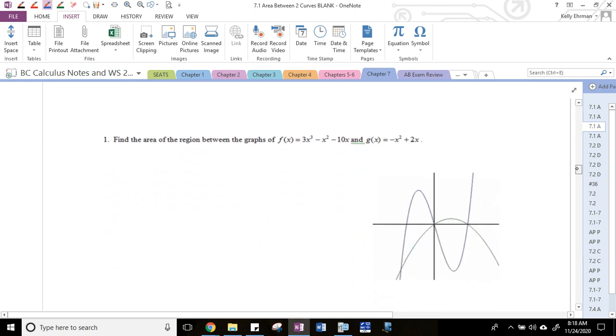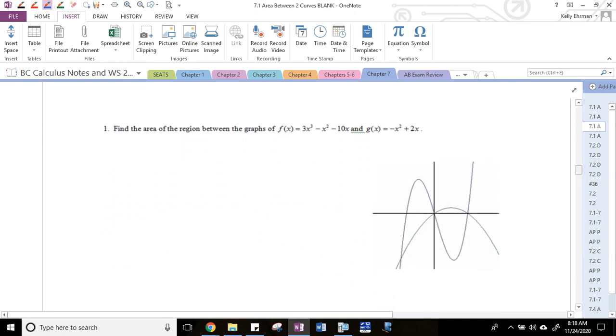Okay, let's do one that hasn't been worked out for us. Find the area of the region between the graphs f of x and g of x. Everything's in terms of x's, so in general, I'm thinking top minus bottom, everything should be dx. The first thing to do is find these points of intersection. So the first thing I always do is set the functions equal to each other. And I need to solve for x.